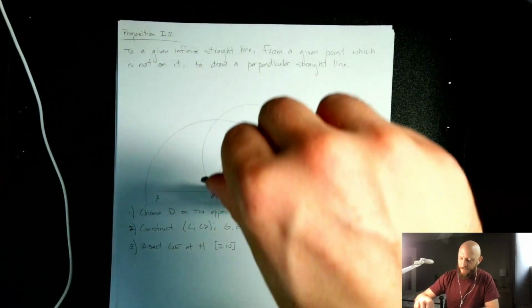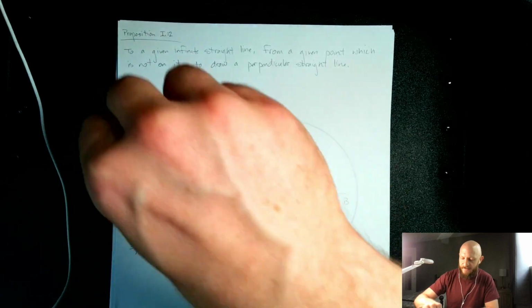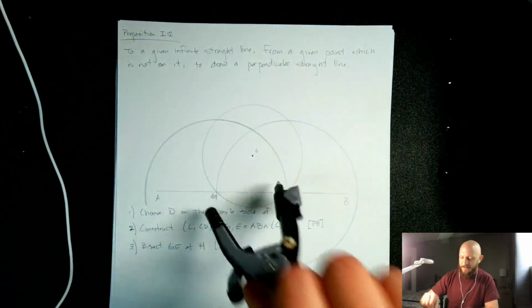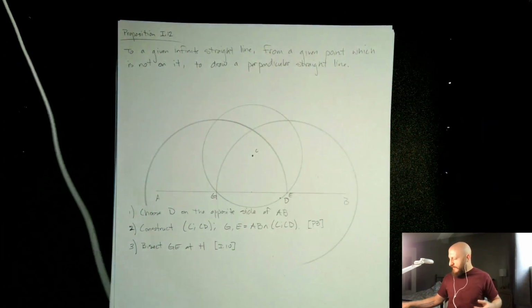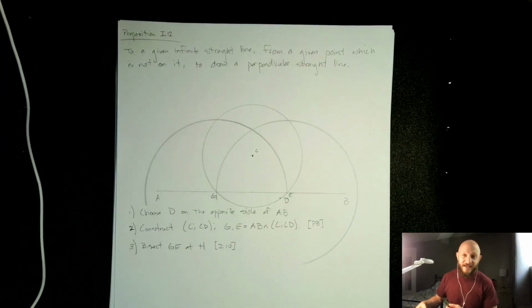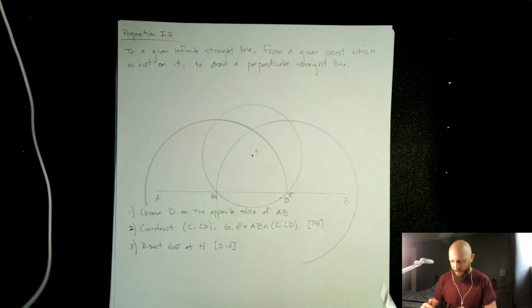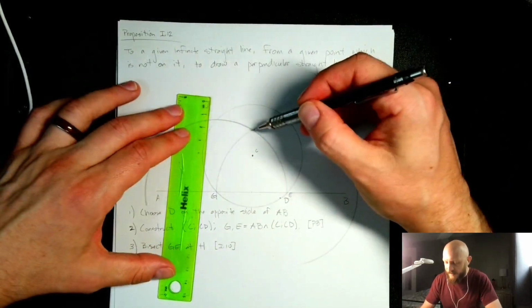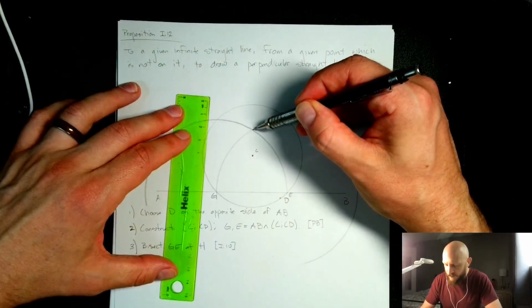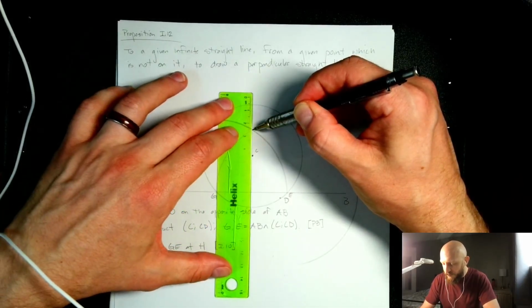Then where those two circles intersect is the apex of the equilateral triangle. And this is a claim that I'm just sort of making. It might be obvious to you, and I could prove it, although I don't know that we necessarily have all of the tools from the Elements strictly to prove this.